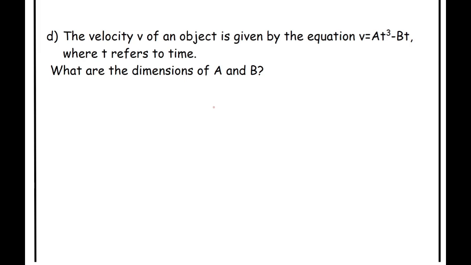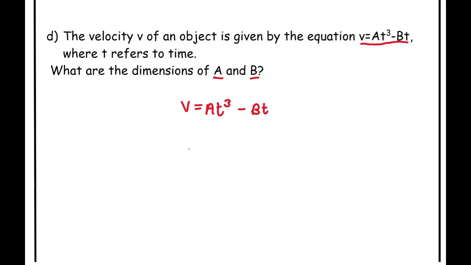We have ourselves an exam question here, which is: the velocity v of an object is given by the equation v equals at to the power 3 minus bt, where t refers to time. What are the dimensions of a and b? Our equation is v equals at to the power 3 minus bt.